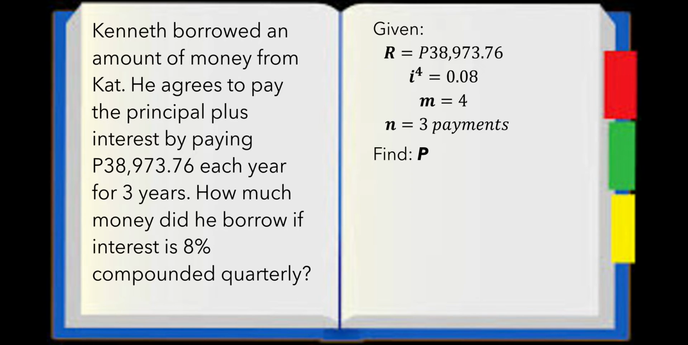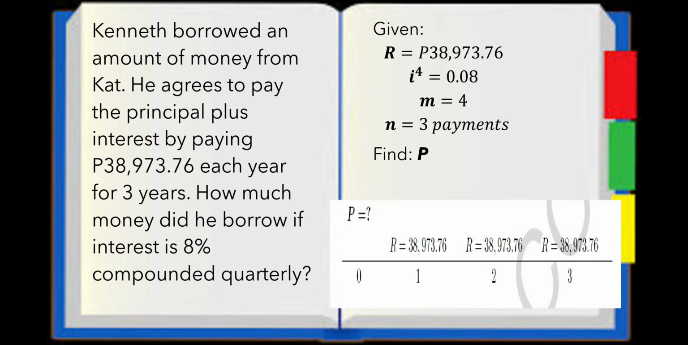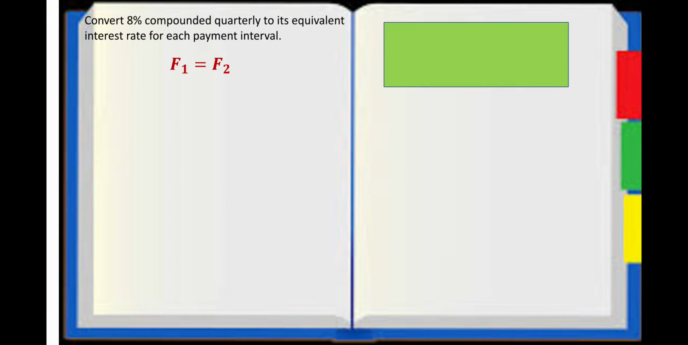Then we're going to find the present value. So we have here the cash flow, paying for 3 years, every year is 38,973.76 up to 3 years. So first we're going to convert 8% compounded quarterly to its equivalent interest rate for each payment interval, since they are not the same, quarterly to annually.